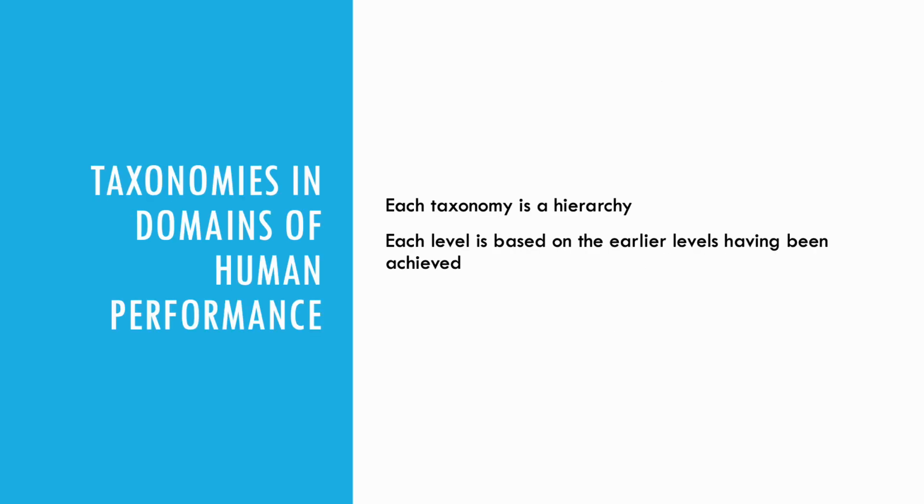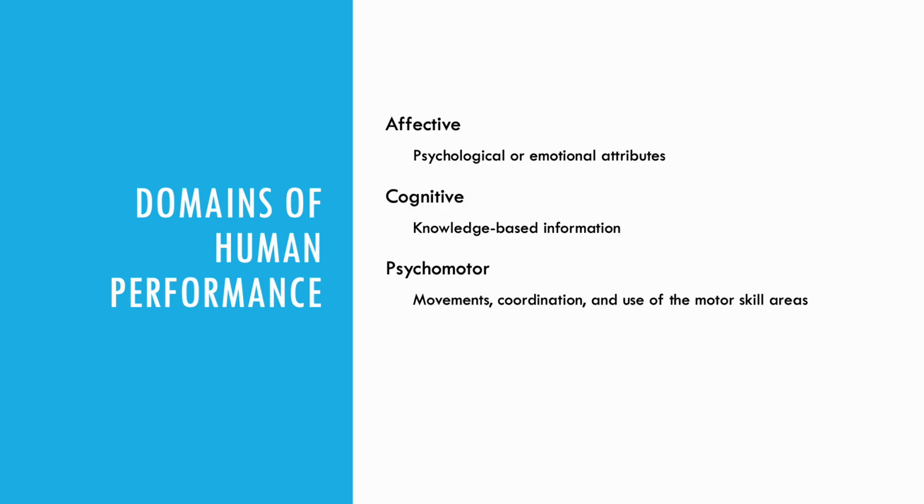Another thing that comes up that we will talk about later is the taxonomies in domains of human performance. Basically, this is a hierarchy, and each level is based on earlier levels having been achieved. Within the domains of human performance, we have three main domains: affective, cognitive, and psychomotor. Affective is our physiological or emotional attributes. This is how people feel about their performance. It's important, but it's difficult to measure.